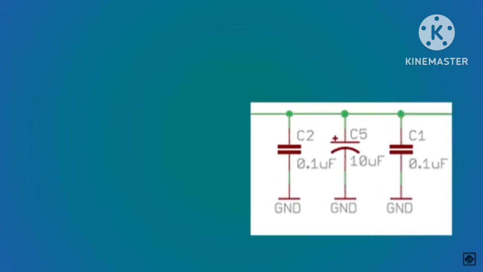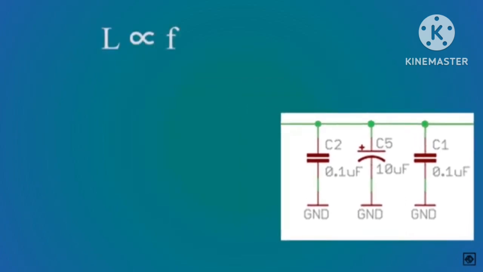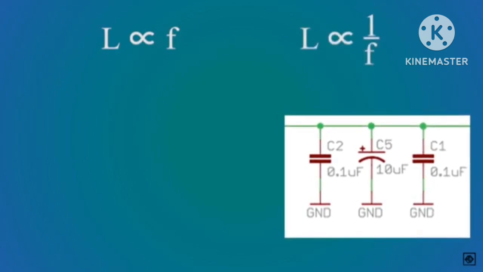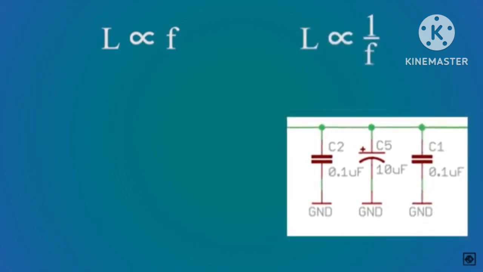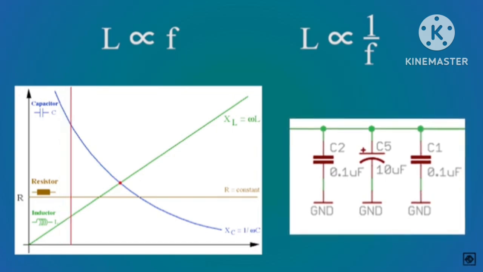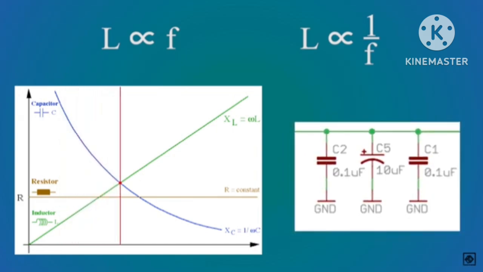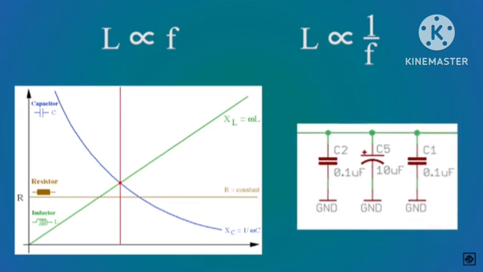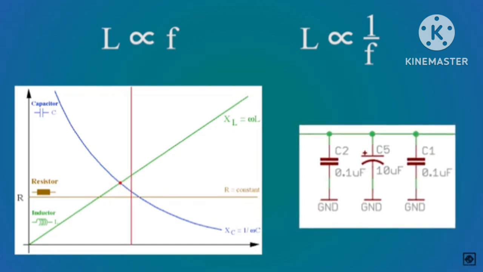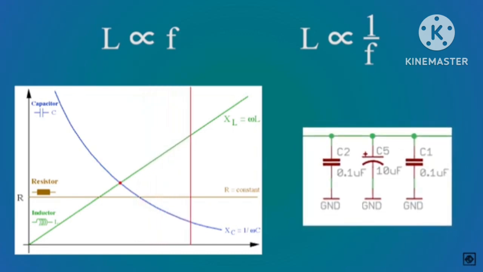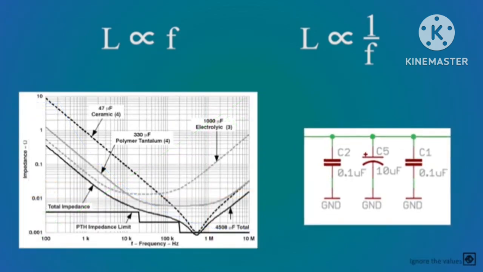As you know, capacitors have some parasitic inductance, which is directly proportional to the frequency, and the capacitive reactance is inversely proportional to the frequency. Hence, as the frequency increases, the capacitive reactance decreases and the inductive reactance increases. The frequency where both are equal is called self-resonant frequency. If the frequency is further increased, the capacitor will now have more inductive reactance than capacitive reactance. Hence, we use multiple different types of capacitors to get a large range of lower impedance.